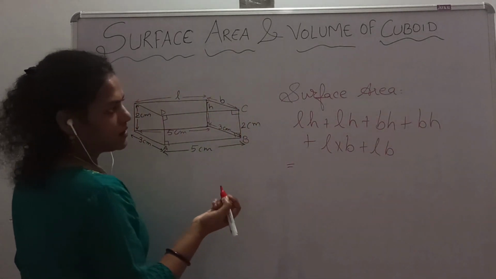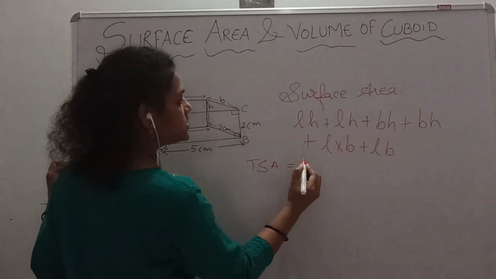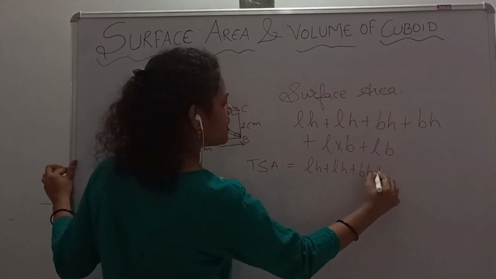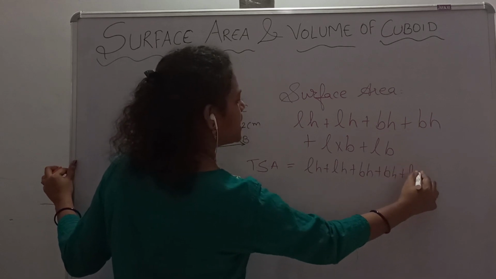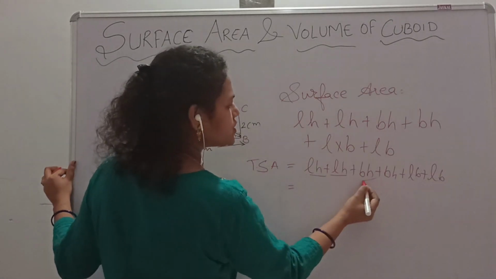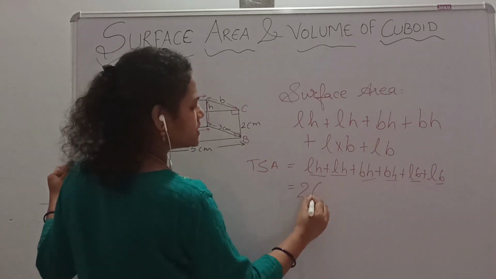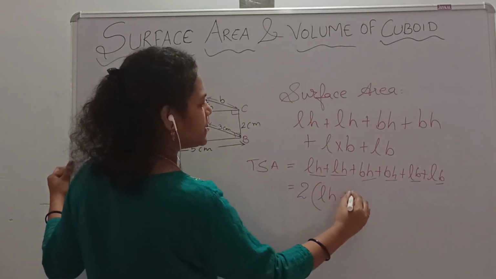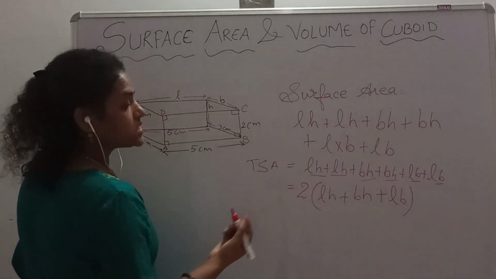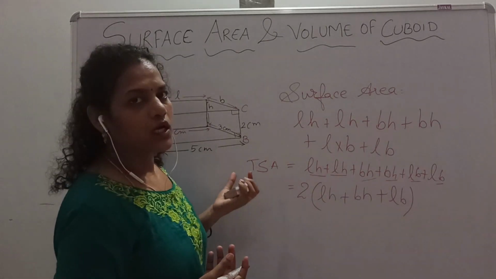So what is your surface area, or your total surface area you can say? That is LH plus LH plus BH plus BH plus LB plus LB. So here, friends, you will find two times LH, two times BH and two times LB. So take out two as common. Now you can write 2 times (LH plus BH plus LB). In this way, using this formula, you can find the solution.